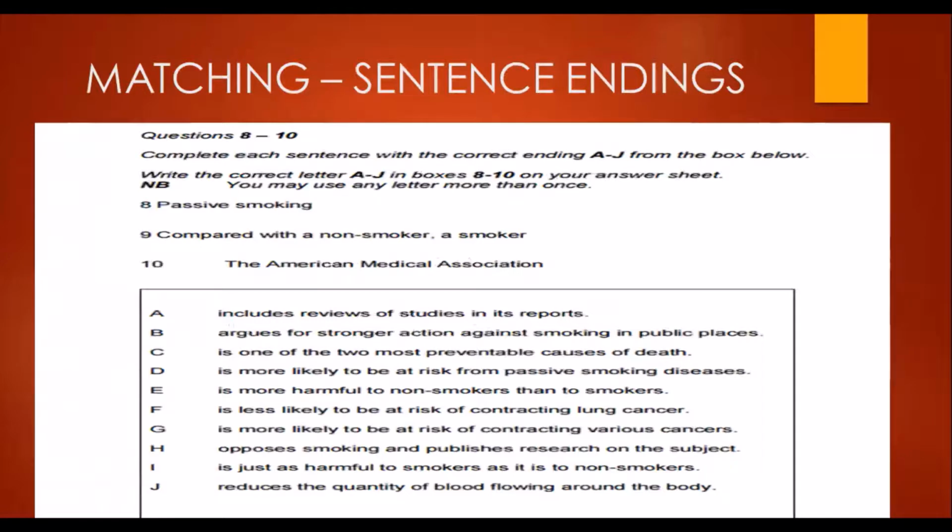Then another type is matching sentence endings. This is really important. They will give you a sentence and you need to complete it. If you want to complete that, you just want to understand where the sentence is in the paragraphs. In order to understand that, you need to go through each paragraph. Only then can you find out where the sentence is and complete it. So the second type of matching is matching sentence endings.